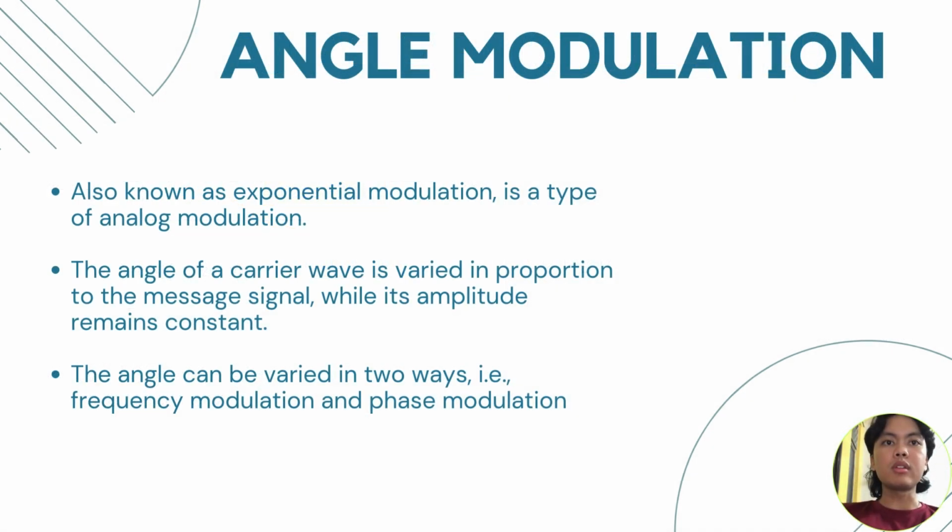Let's move on to angle modulation. Angle modulation is also known as exponential modulation, which is a type of analog modulation as well. For angle modulation, the angle of a carrier wave is varied in proportion to the message, the so-called modulating signal, while its amplitude remains constant, which is the opposite of amplitude modulation. The angle can be varied in 2 ways, which are frequency modulation and phase modulation.